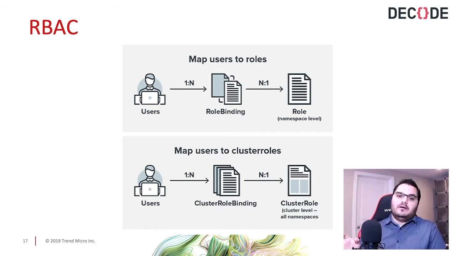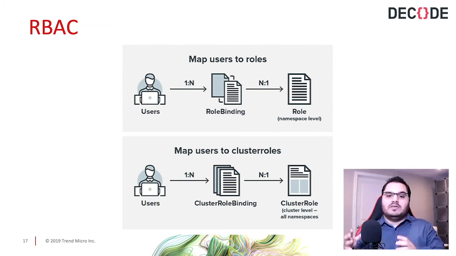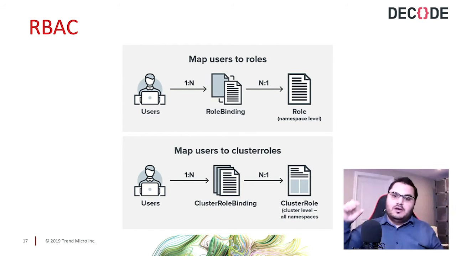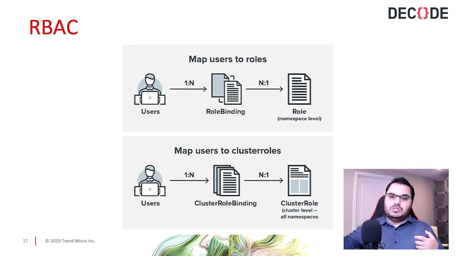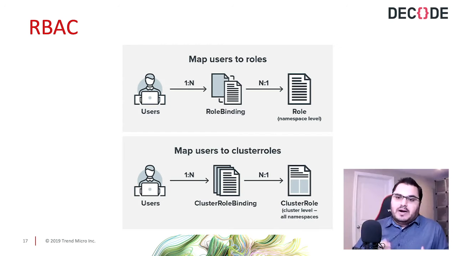So on RBAC, we have at least 4 different objects that can be created. The first object here is the role, which is the object that will contain the rules that represent a set of permissions within a namespace, right? And then we have the role binding, which is the object that simply grants the permissions of a role to one or more users, right? So on the top image, you have the role at a namespace level, and you have a role binding, and you have a group of users, right? So it's basically a set of permissions on a role, and the role binding connects the users and the role together, right? Binding them together.